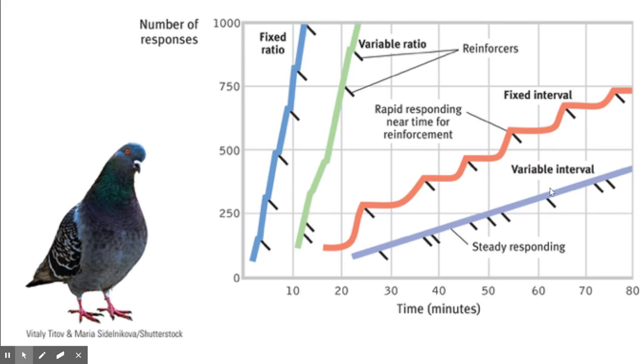Okay. Variable interval, you pretty much get a kind of steady response, but it's slow, right? You don't get a lot of responses on these. So on intervals, not nearly as many responses, but we get more steady on variable ones.